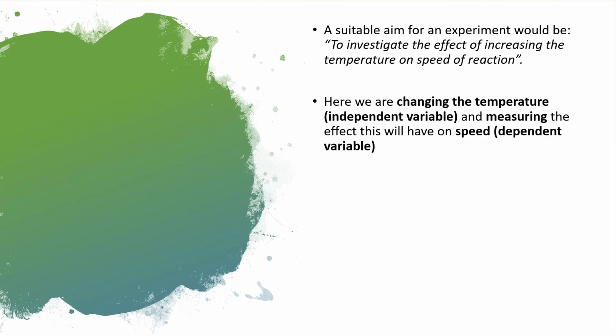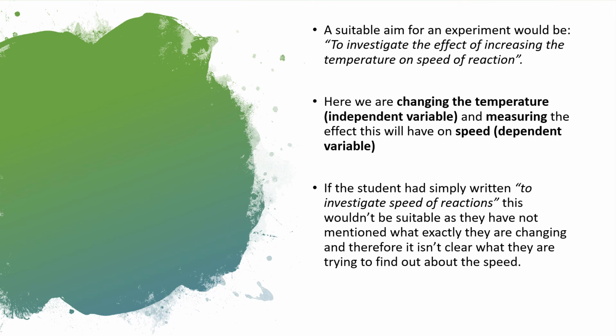So a suitable aim for an experiment would be to investigate the effect of increasing the temperature on the speed of a reaction. So in that example there, we're changing the temperature, so that's our independent variable, and we're looking at this effect on the speed of the reaction. So we're going to measure the speed of the reaction, and that is our dependent variable.